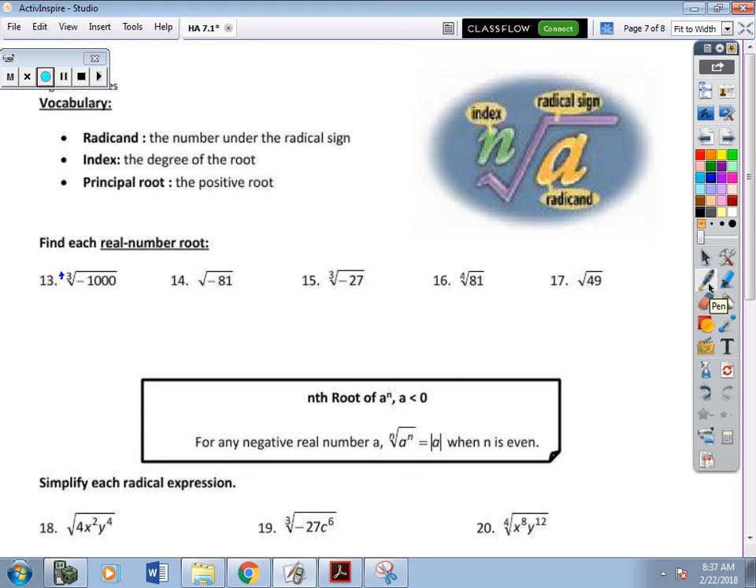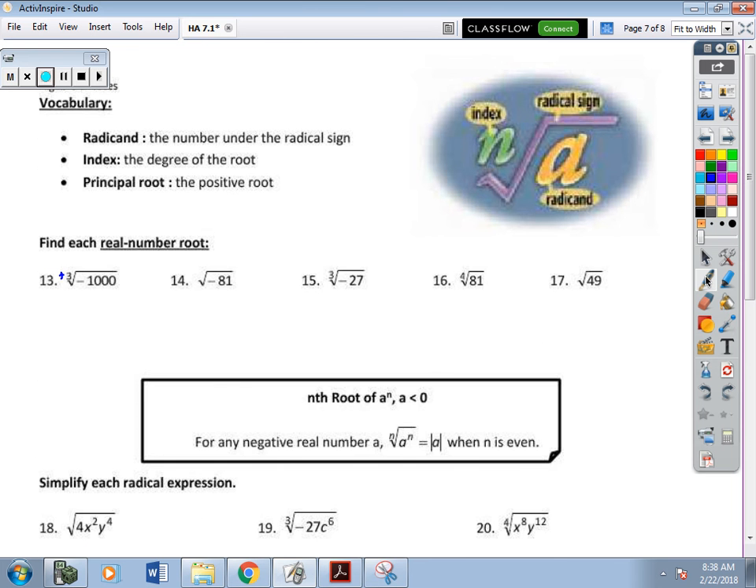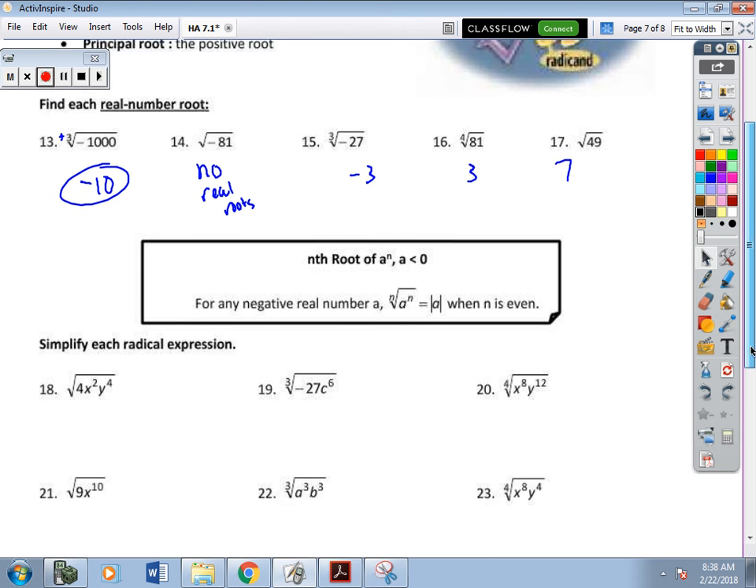These are just like on the front. But what would the cube root of negative 1,000 be? This is just using symbols instead of words. Awesome. Negative 10. How about the square root of negative 81? None. Okay. We're going to skip over the next few, but in case anyone wanted to do them, they're negative 3, 3, and 7. I'm going to make sure we get down to our algebra examples down here.